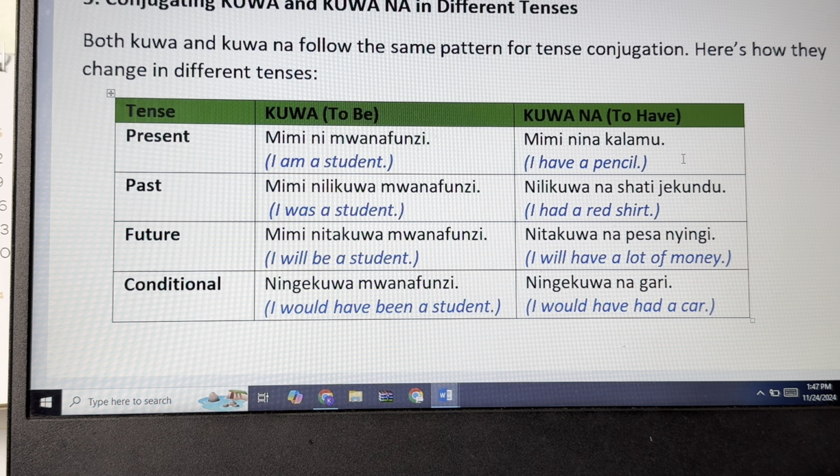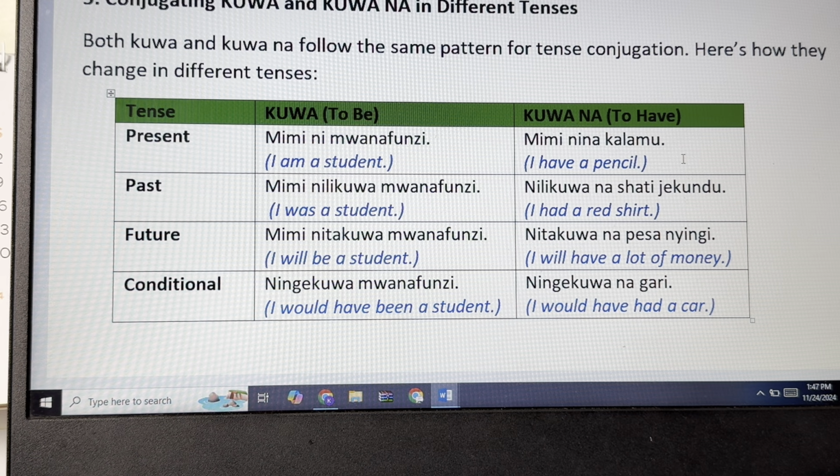Normally this conditional is not our subject of today, but I'll just shed more light. Ningekuwa mwanafunzi means you would have been a student. Maybe some statement is omitted in this sentence, but you can say something like ningekuwa mwanafunzi, ningesoma vizuri. If I were a student, I would have read very well.